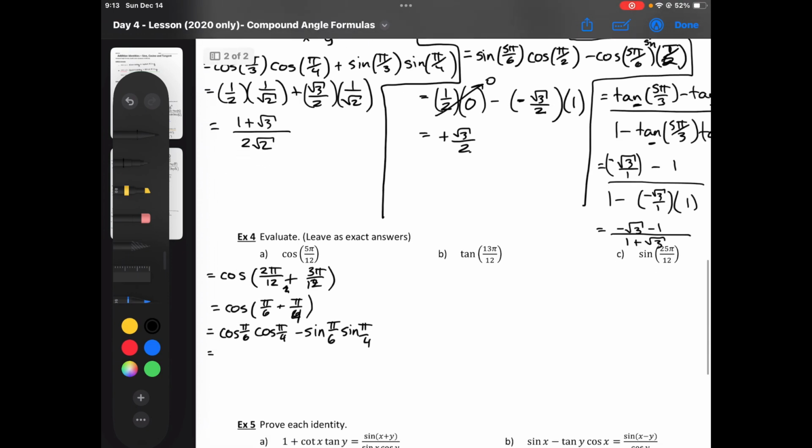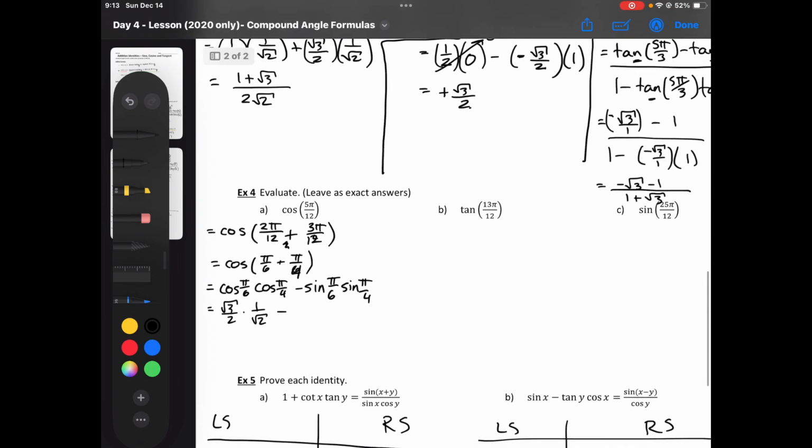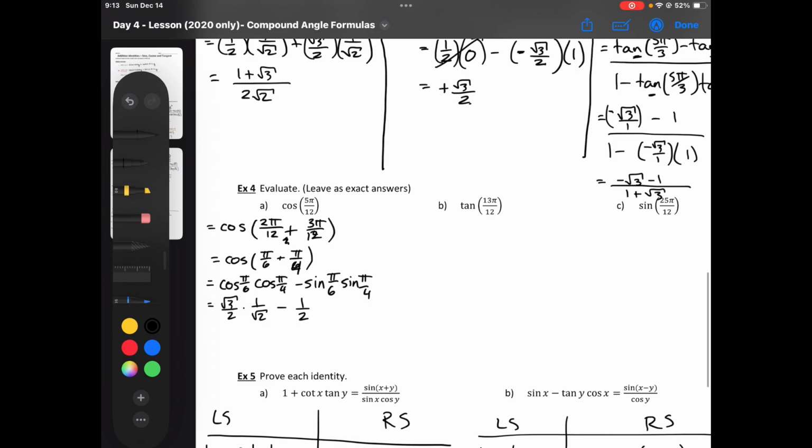Cos pi over 6 is root 3 over 2. Cos pi over 4 is 1 over root 2. Sine of pi over 6 is 1 over 2. And then sine of pi over 4 is also 1 over root 2. So here, I know that I've got a common denominator, so I can just subtract the terms in my numerator and simplify my answer. Now in the next one, I've got tan of 13 pi over 12.